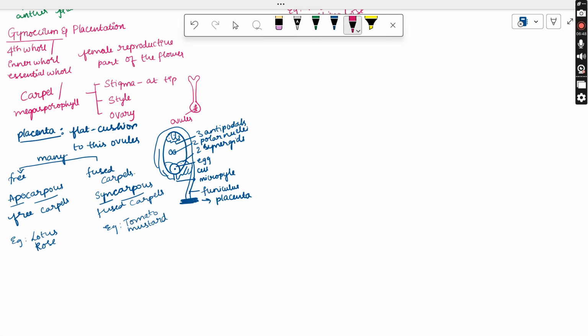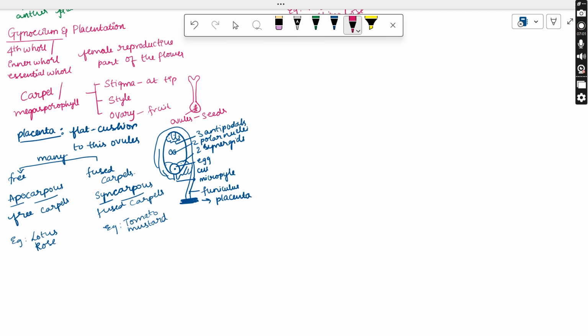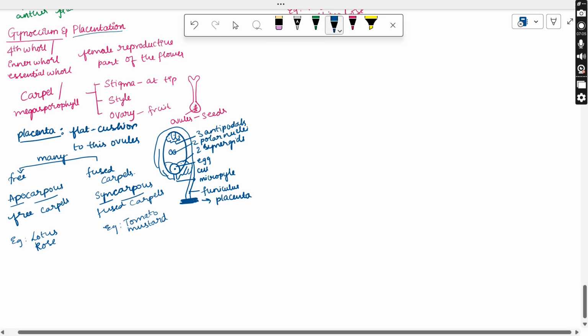Now, after the fertilization, we all know that the ovary is converting into the fruit and all the ovules are becoming the seeds. Now, let us see how these ovules are attached to the placenta in the ovary, which comes under the types of placentation. So, majorly, we are discussing 5 different types of placentation. First, we'll go with the marginal placentation.